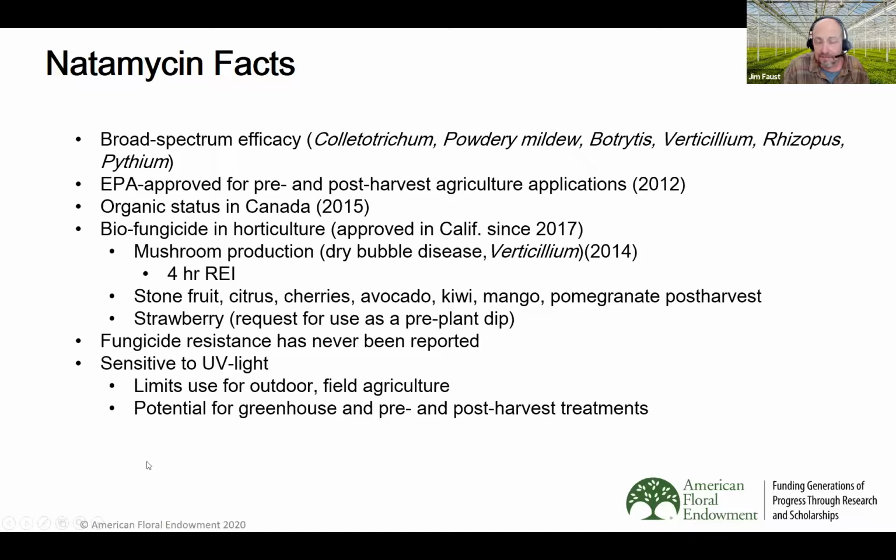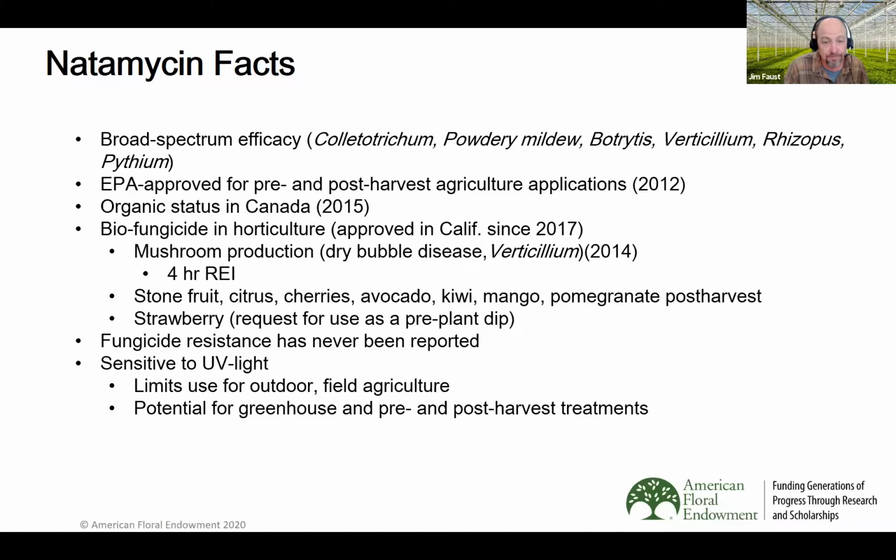But where it has real promise and where we really could use some valuable products is in greenhouses. If you have a greenhouse that sufficiently blocks out UV light, which many greenhouse glazing materials do, it can be used pre-transplant to treat young plants. It can be used in post-harvest treatments, where again, sunlight is not going to be shining on the plant in any large intensity. So there's real potential with this, and it really has not yet been tapped in our industry to the best of my knowledge.